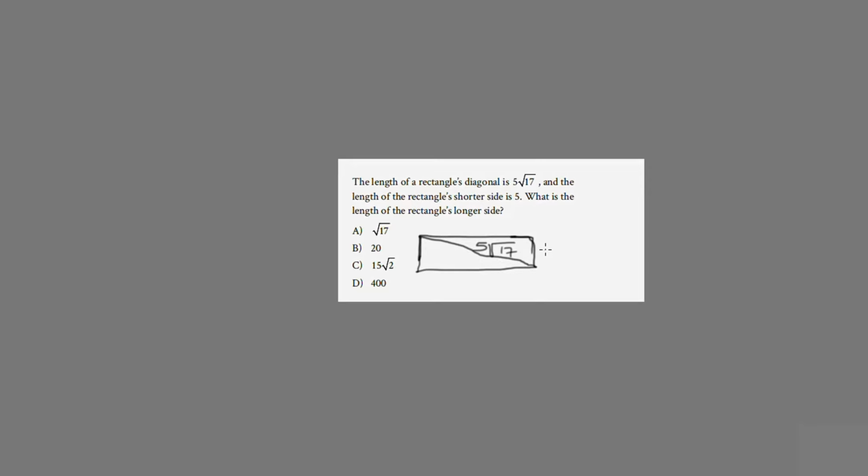So the shorter side here is 5, and in a rectangle the opposite sides are equal, right? So this also will be 5. So what is the length of the rectangle's longer side? The longer side is this one. This is different from the diagonal, right? So this also will be x.